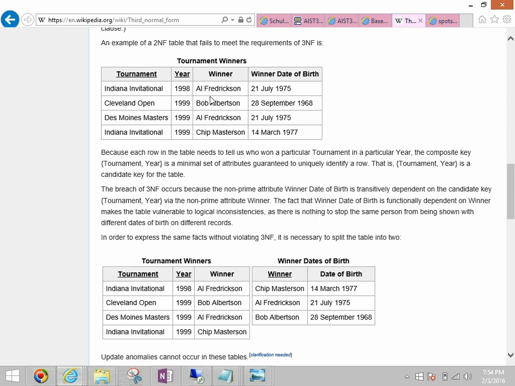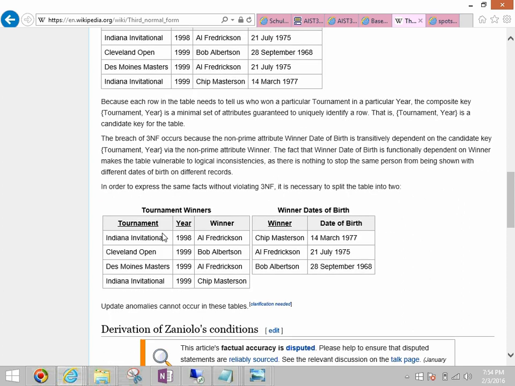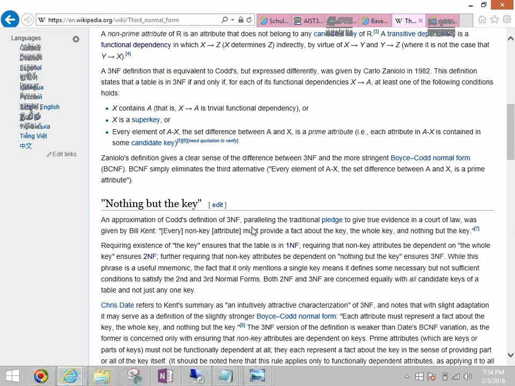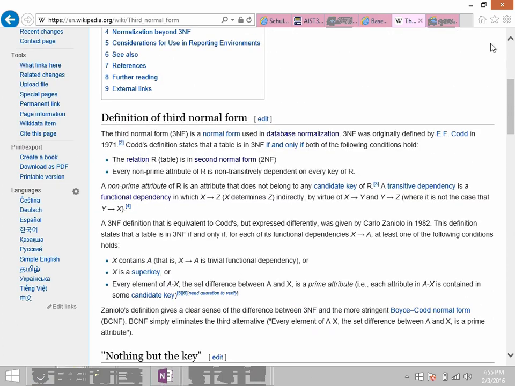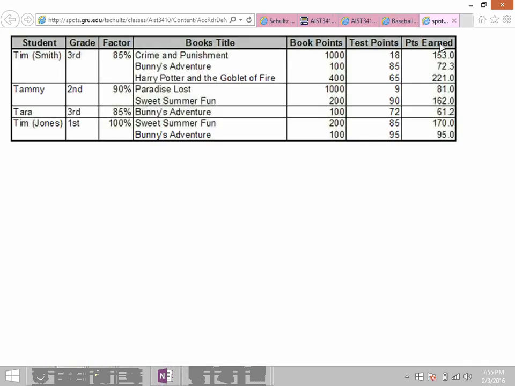So if Al Fredrickson wins two tournaments, the better way to store this, the 3NF, third normal form, way to store this is you have a table of winners with the facts that go along with the winners, and then the tournament, year, and who won. Okay? And so, just wrapping your minds around it, and I think at this point we can leave it at that.